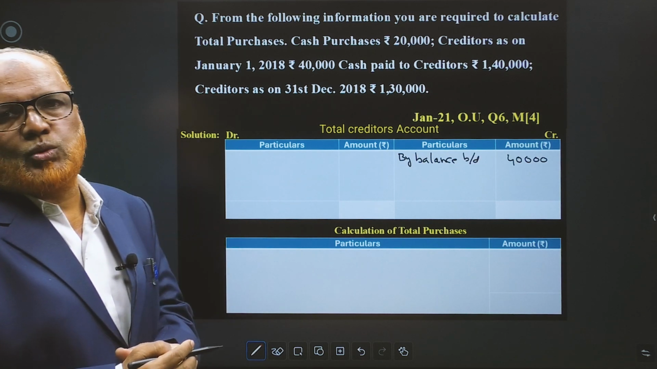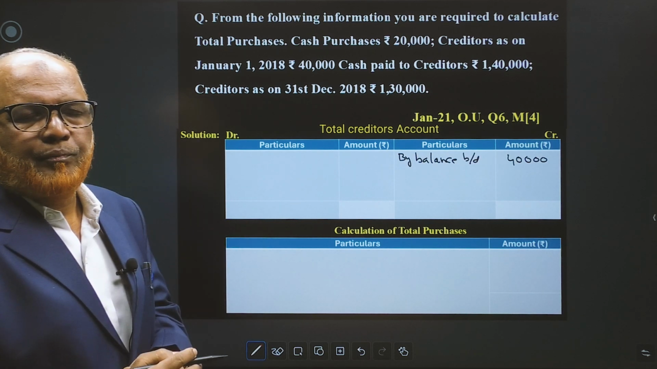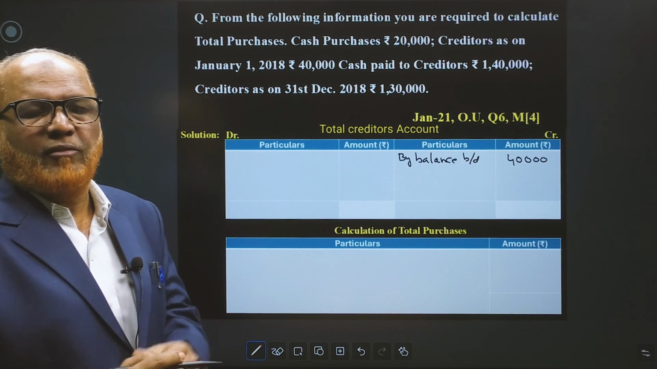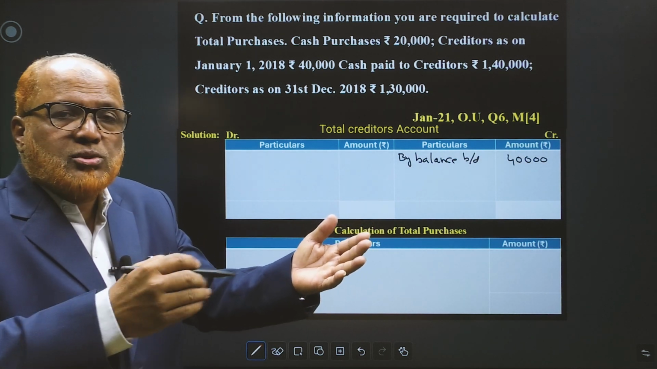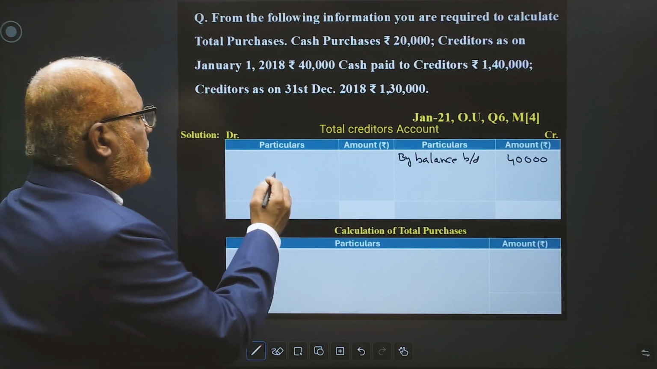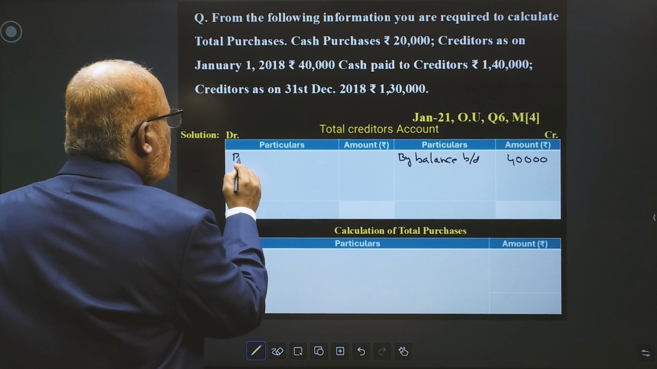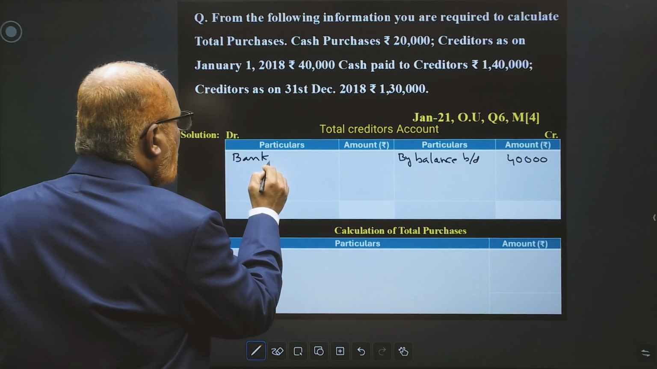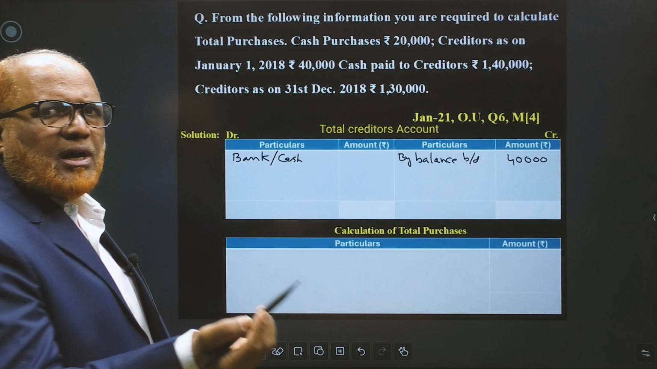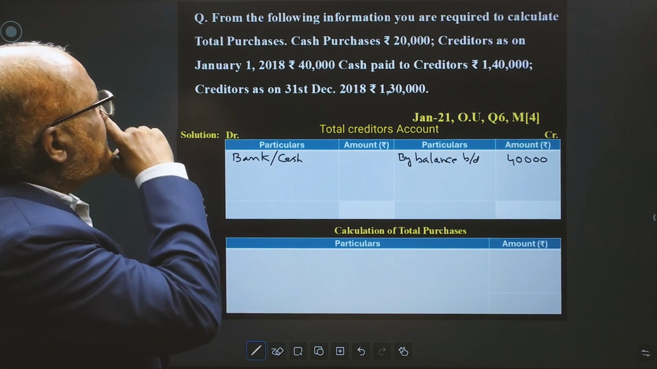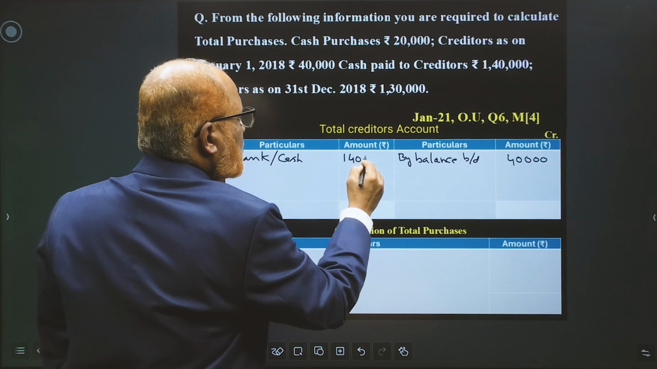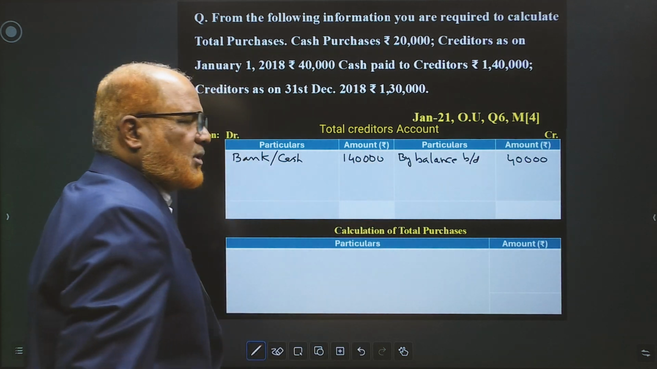Secondly, cash paid to creditors. When we pay cash to creditors, the entry will be creditors account debit, bank account credit. We are paying to creditors. Cash is going out, so bank account should be credited, whereas creditors account should be debited. So here I am taking bank or cash. Even you can write cash. Sometimes cash will be paid, sometimes a cheque will be issued. So how much is the cash paid to creditors? 1,40,000. So here I am taking 1,40,000.